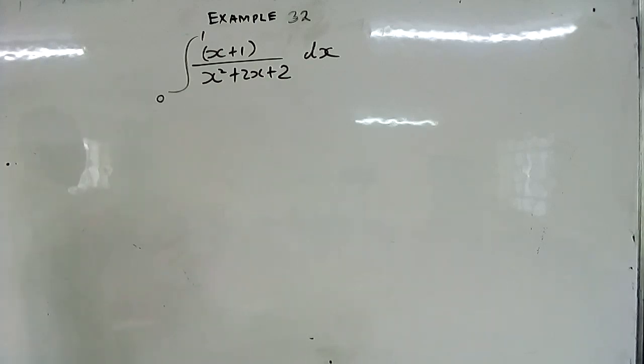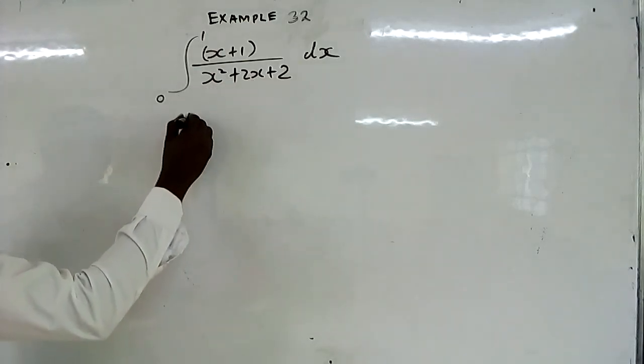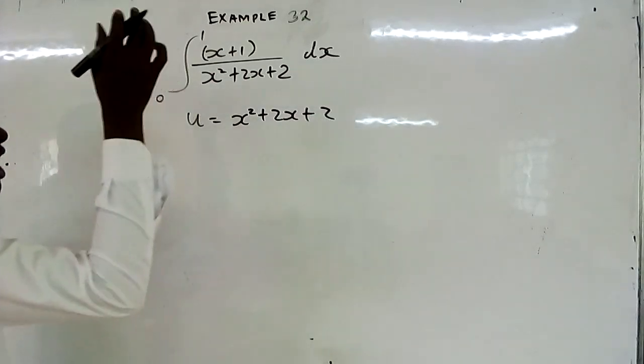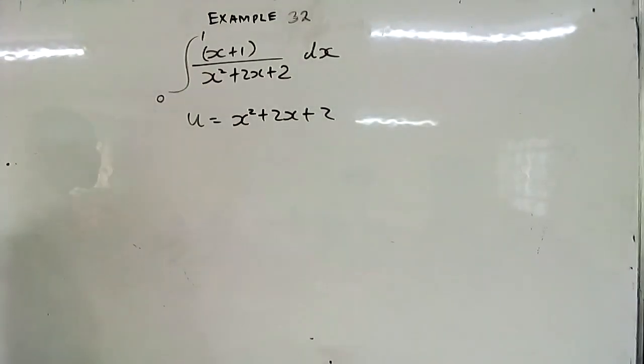Check what is in the denominator. If you let u be x squared plus 2x plus 2, and you differentiate u with respect to x, do you get what is in the numerator? Or do you get a form which you can integrate? Then you use algebraic substitution on the spot.